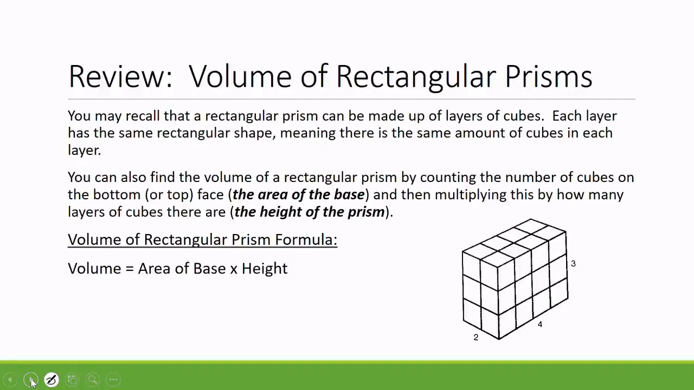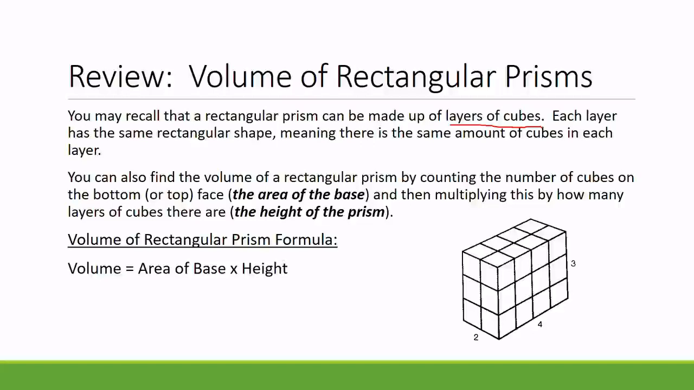All right, the new material that we looked at in the last lesson was a slightly different way to calculate the volume of a rectangular prism. And this is pretty much the same slide that we had in the last presentation. We said that the rectangular base prism can be made up of several layers of cubes.